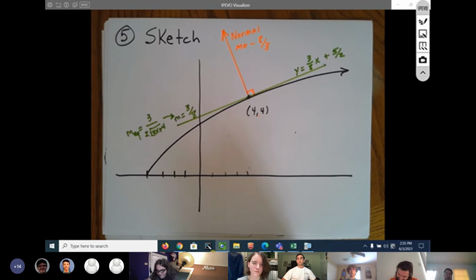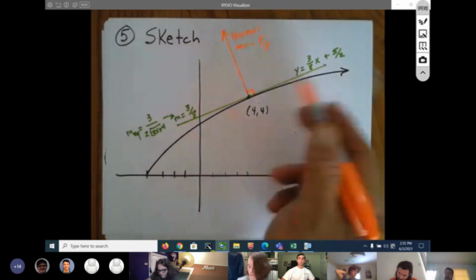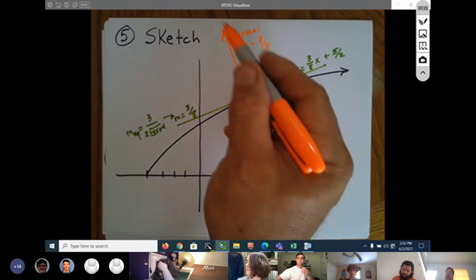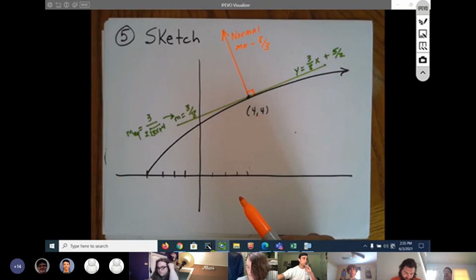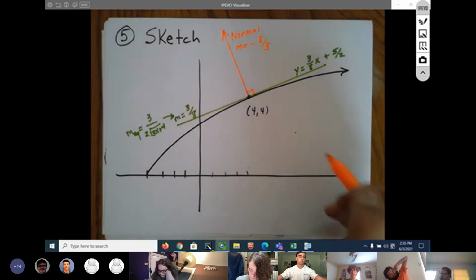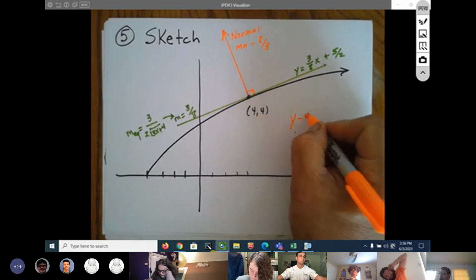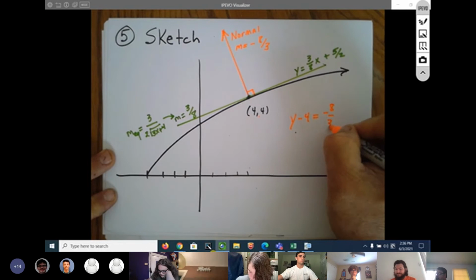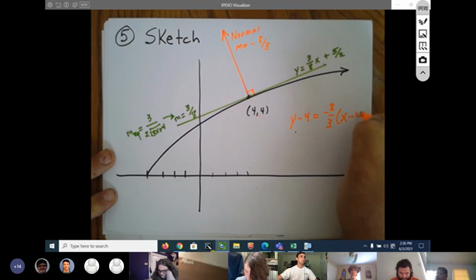So the tangent line would be y equals 3/8 x plus 5/2, right? Green line, yes. Okay. And the orange line, which y'all are not responsible for in calculus, but I'm showing you where you're going with this in second calc. So now y minus 4 is equal to negative 8/3 times x minus 4.